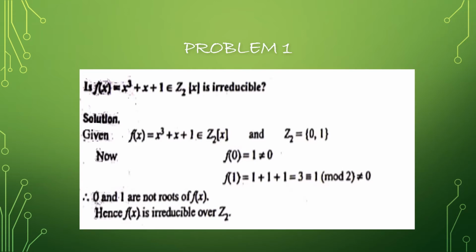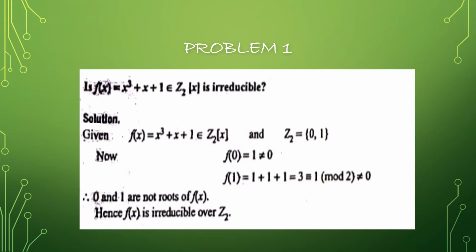Now the first problem. To start with, I'm taking a simple problem, a polynomial of third degree. f of x is equal to x cube plus x plus 1, which belongs to Z2 of x. They are asking whether this polynomial, which belongs to Z2 of x, is irreducible. So how will I handle this problem? It's a very simple problem.